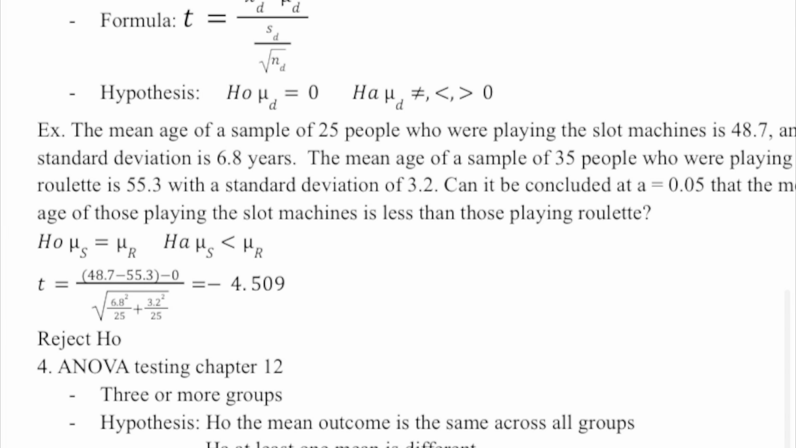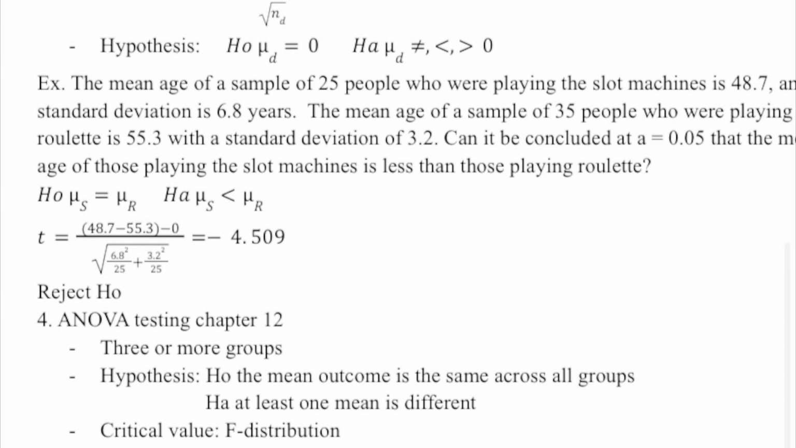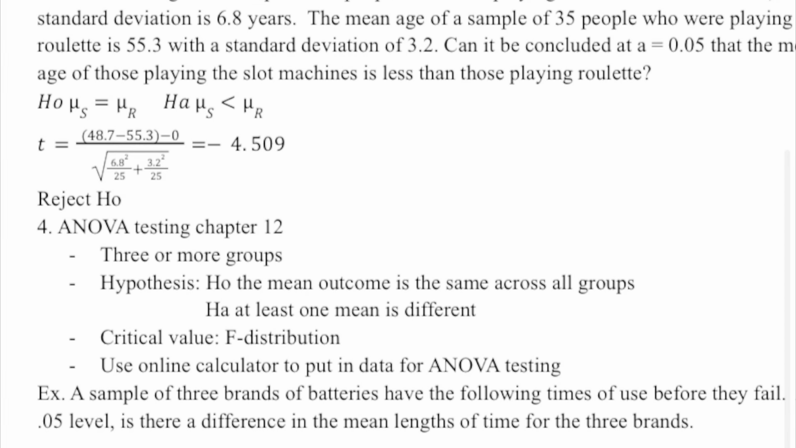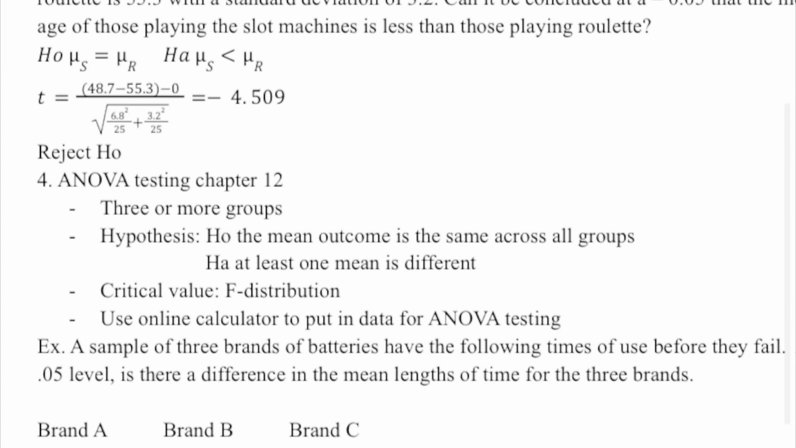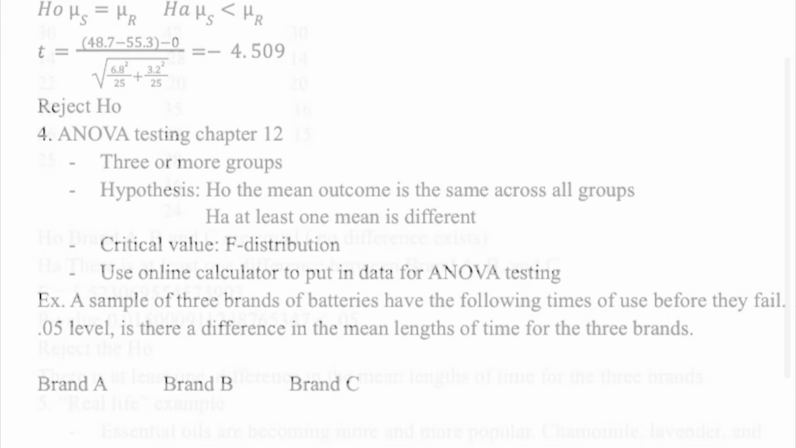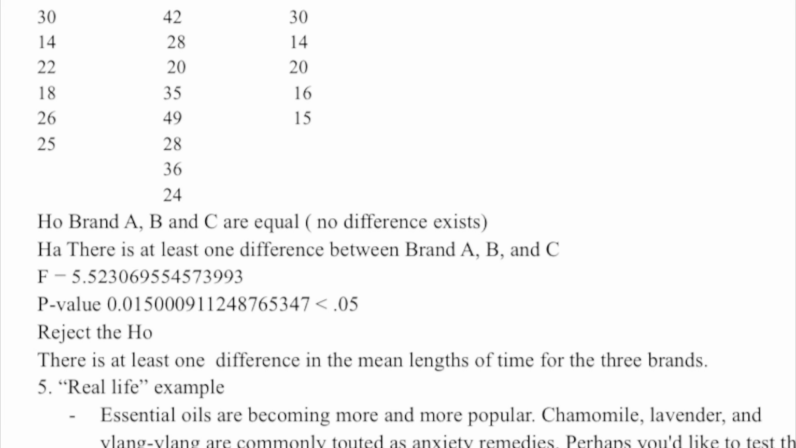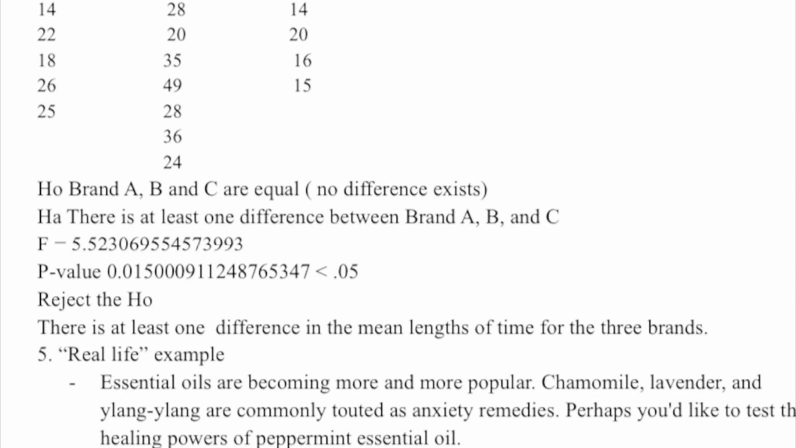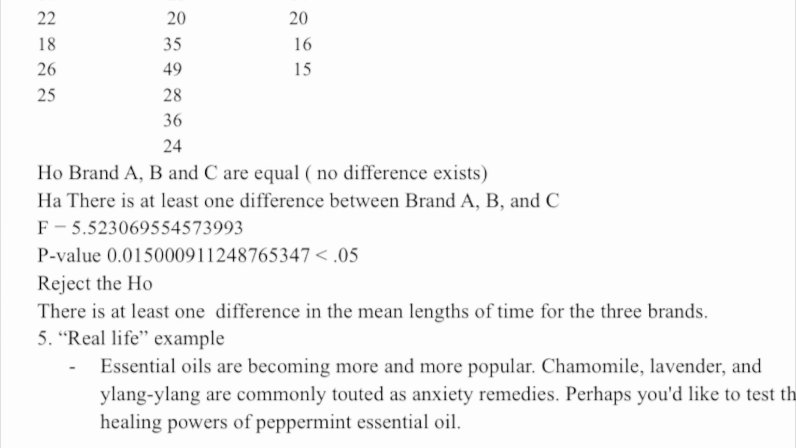Next, we actually learned ANOVA testing, which you use for 3 or more groups. You use your hypothesis, you use your critical value, which you find on the F table, and then you plug that into an online calculator. Lastly, we have our real-life example for ANOVA testing. We compared it to essential oils. Since there's so many on the market, you would have to do your own research and probably use an ANOVA test to figure it out.